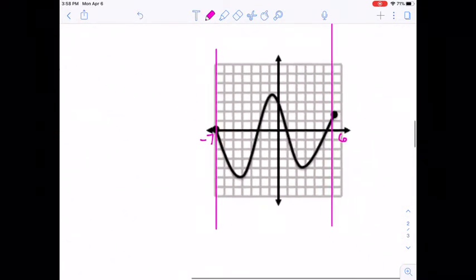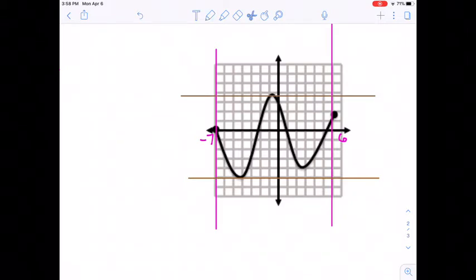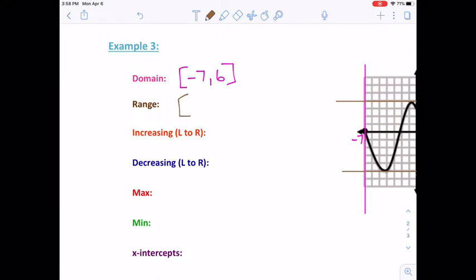Range is from bottom to top. How low does it go? And how high does it go? So the lowest it goes is at -5 on the y-axis. The highest it goes is at 4 on the y-axis. So it's going from -5 to 4. It's touching at those spots, so I'll use the square brackets. So that's domain and range. Now go to the your turn problem and do domain and range.